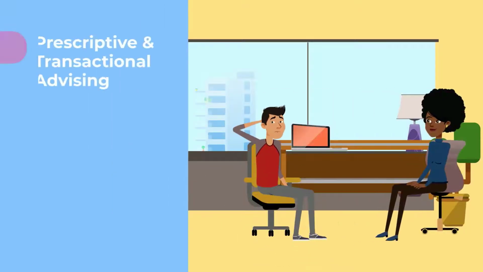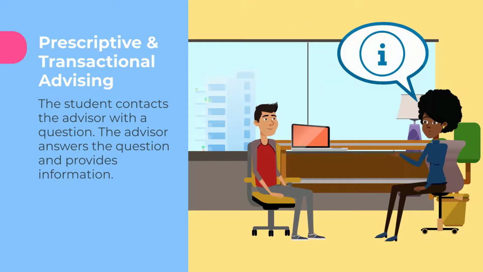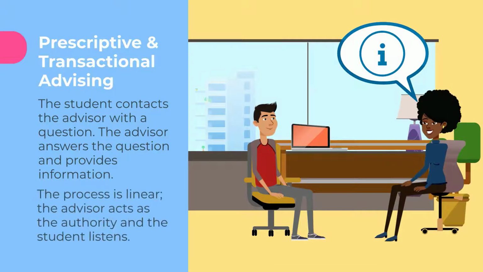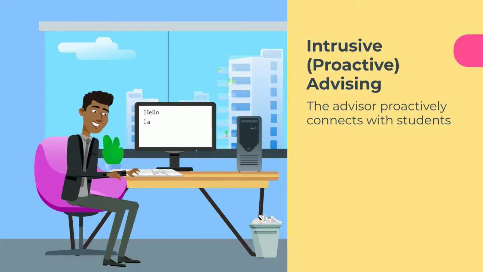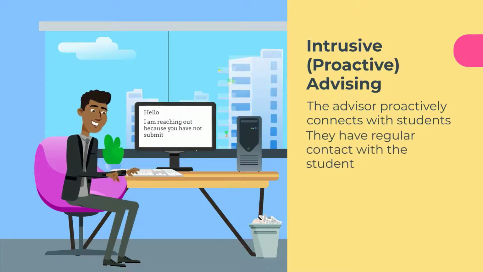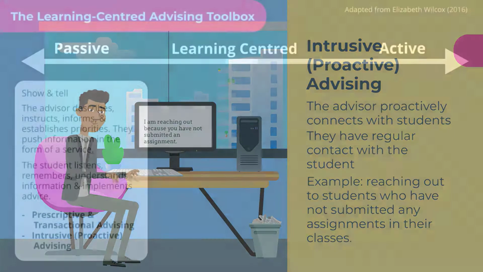In prescriptive and transactional advising, the student contacts the advisor with a question. The advisor answers the question and provides information. The process is linear. The advisor acts as the authority and the student listens. In intrusive proactive advising, the advisor proactively connects with the student before a situation occurs that cannot be fixed, and they have regular contact with the student. This might look like an advisor reaching out to students who have not submitted any assignments in their classes.